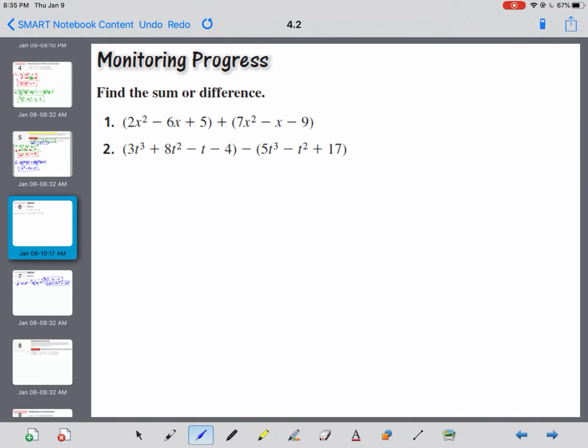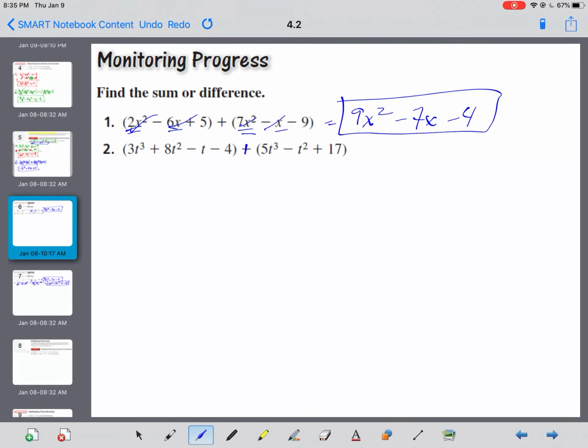All right, here we go. I like doing them horizontally. They're already set up that way, so I'm just going to mark them. That one's got 2, that one's got 1, that one's got 2, that one's got 1. 2x squared and 7x squared equals 9x squared. Negative 6x and negative x is negative 7x. And I use those, and I use those. 5 and negative 9 is negative 4.